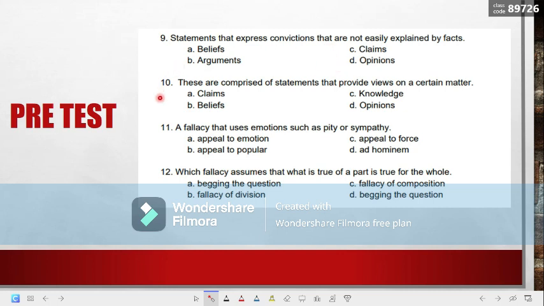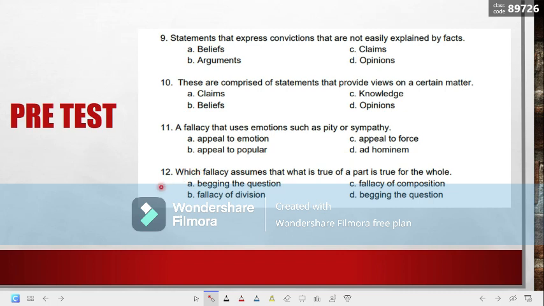Number 10. These are comprised of statements that provide views on a certain matter. Letter A, claims, B, beliefs, C, knowledge, D, opinions. Number 11. A fallacy that uses emotions such as pity or sympathy. A, appeal to emotion, B, appeal to popular, C, appeal to force, and D, ad hominem.